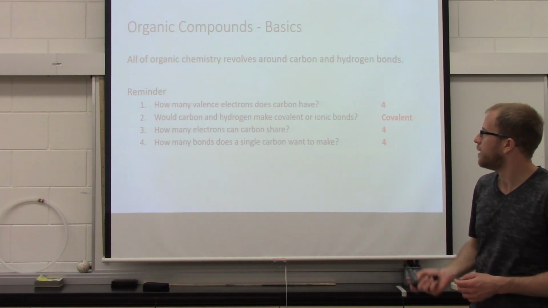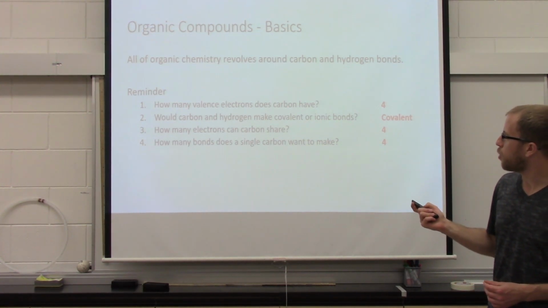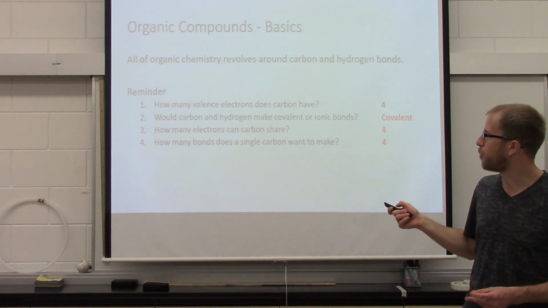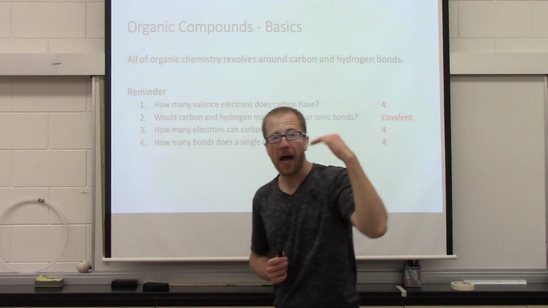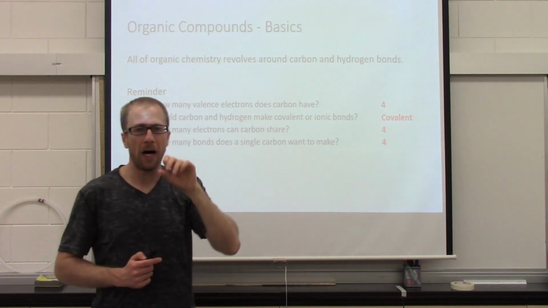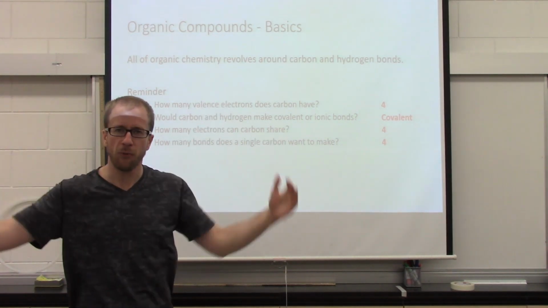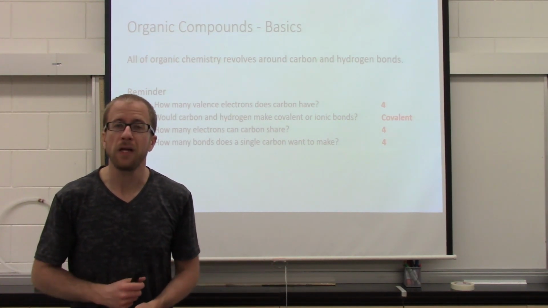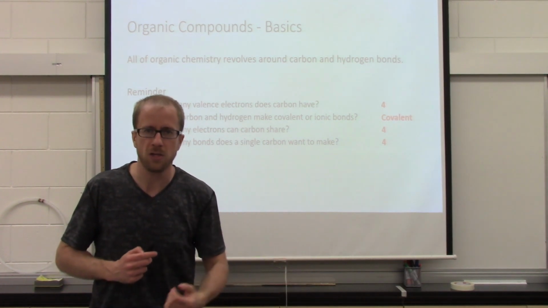So, how many valence electrons? It has 4. Would carbon and hydrogen make covalent or ionic bonds? Covalent, how many electrons can carbon share? 4. And how many bonds, single bonds, can it make? 4. So this aspect of carbon allows it to form a much more complex array of organic molecules, much more organic molecules than if life were based on, say, something else, like nitrogen or oxygen.